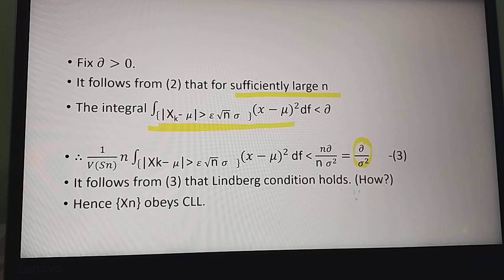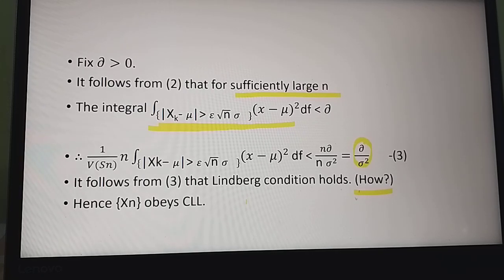The explanation is thus as I have said. Hence, Xn obeys the central limit law. The Lindbergh condition holds, which means the central limit law will hold. So this result shows that the Lindbergh-Feller theorem can be applied in the IID case also, when we have a sequence of IID random variables having non-zero finite common variance.